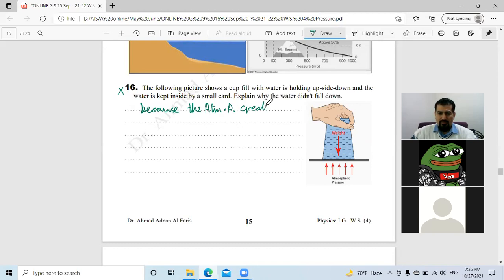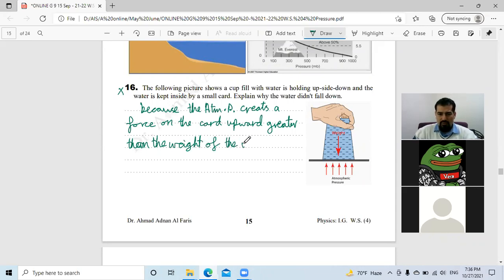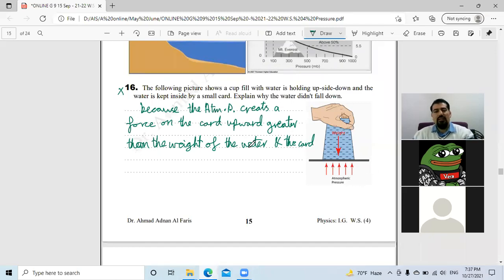Atmospheric pressure creates a force on the card, upward, greater than the weight of the water and the card. So that means the pressure caused by the water inside is very low compared to the atmospheric pressure. Okay? Tamam?